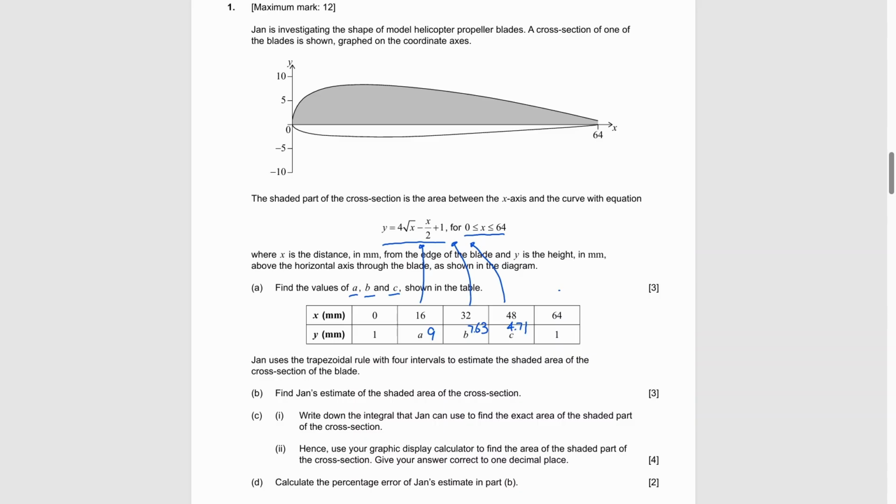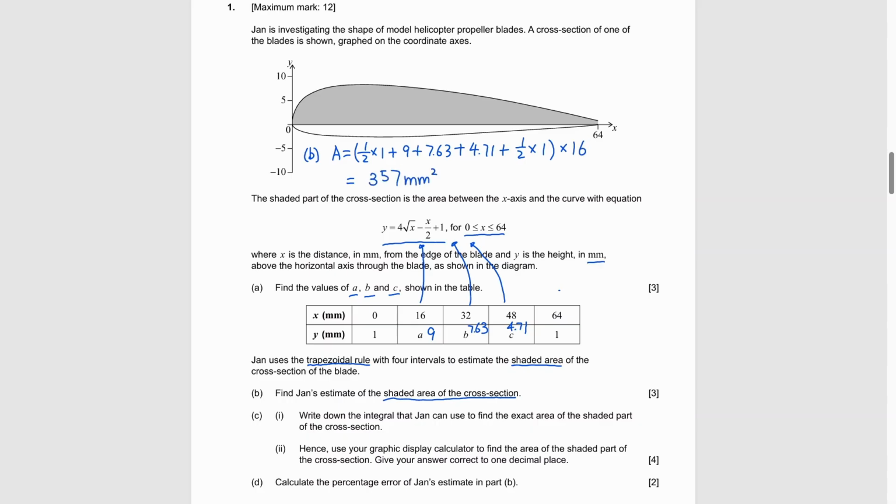Next, we use the trapezoidal rule to estimate the shaded area. We take half of the sum of the boundary y values, add all the middle y values, and then multiply by the interval width, which is 16.